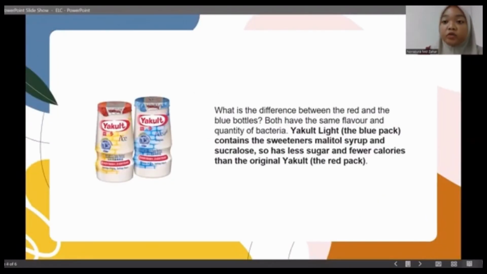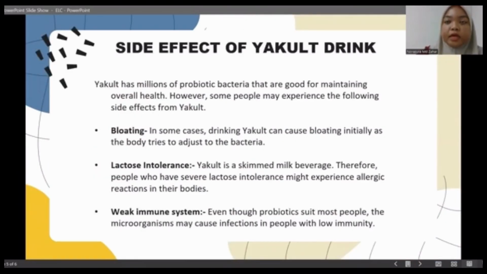The product of Yakult has two colors. The first product is red and the second is blue. What is the difference between the red and the blue bottle? Both have the same flavor and quality, but Yakult Light, the blue pack, contains sweeteners, mannitol syrup, and sucralose, so it has less sugar and flavor coloring than the original Yakult, the red.